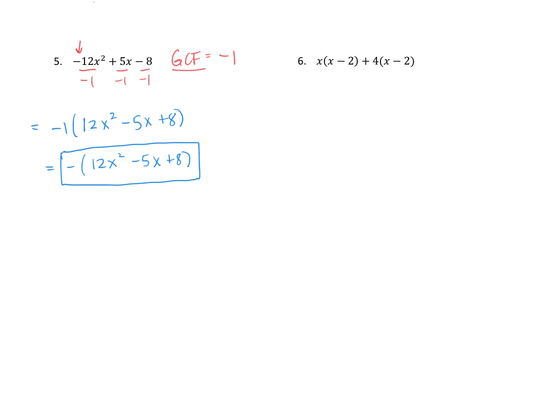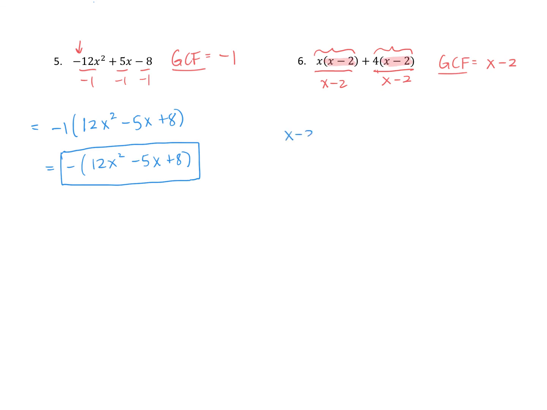Number 6, this one looks a little weird. So what do they have in common? So what you want to notice here is that this is considered one part and this is another. Notice that the x minus 2's are in common to both parts. That is going to be your GCF. Okay, so you can divide out an x minus 2 from both parts. And what happens is that those will cancel out.